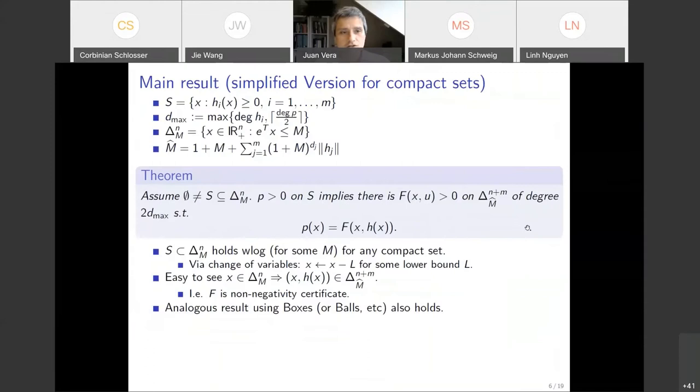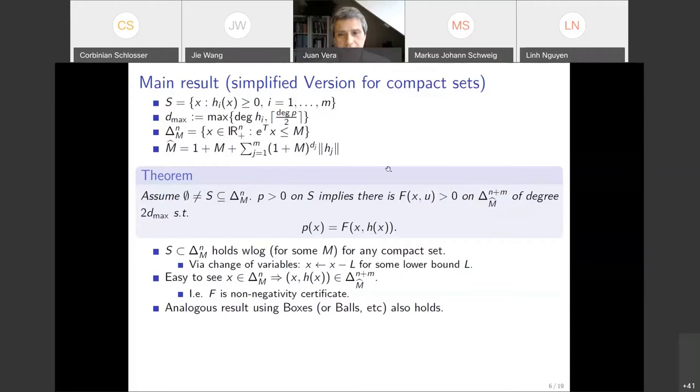Okay, so this is a simplified version of our main result. Here I have S, just a semi-algebraic set, and D max is this number defined according to the degrees of all my data. Then I have the simplex, which is just the non-negative orthant and E transpose X, so this is the summation of the Xi equal to M. And then M hat is just some constant that also gets defined with all my data.